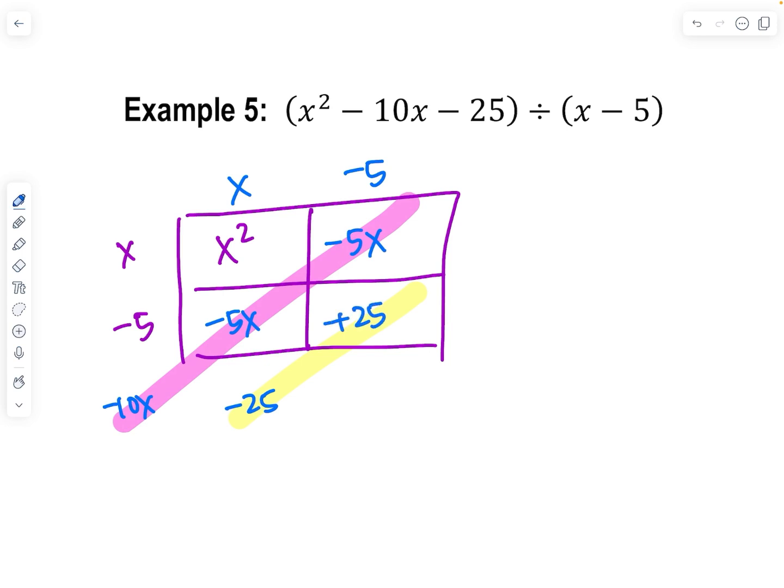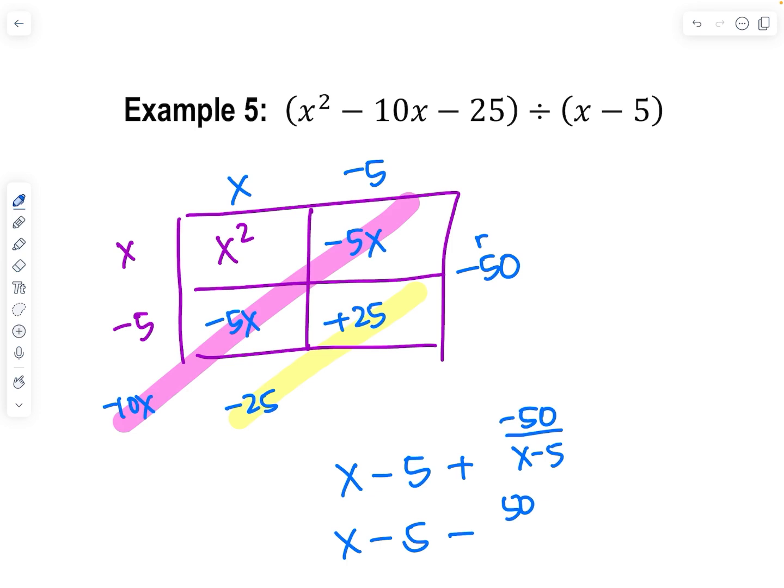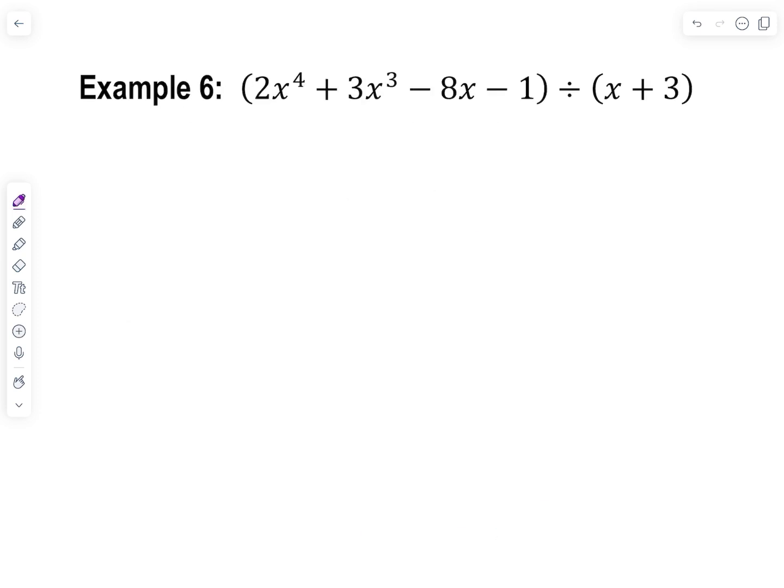So what do I need to add to 25 to get negative 25? That would be negative 50. So this is my remainder. So my answer is my quotient plus my remainder over my divisor, or x minus 5 minus 50 over x minus 5.